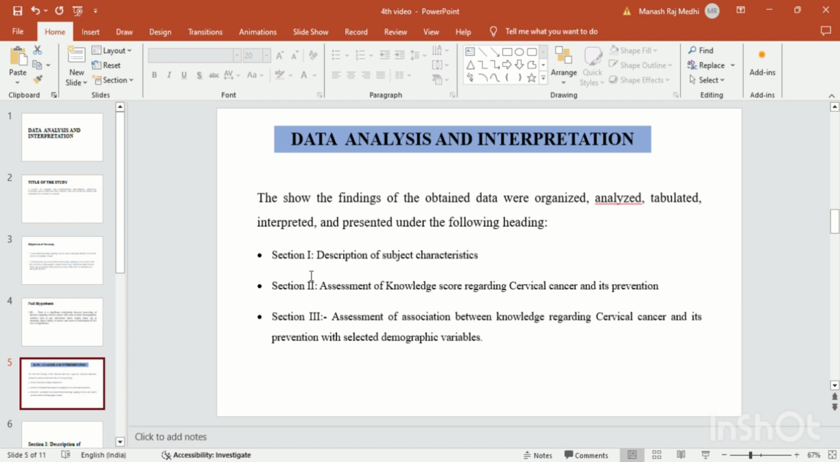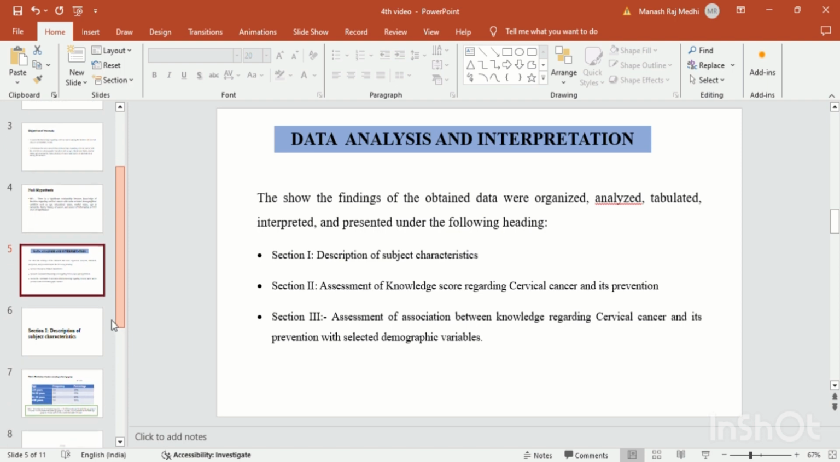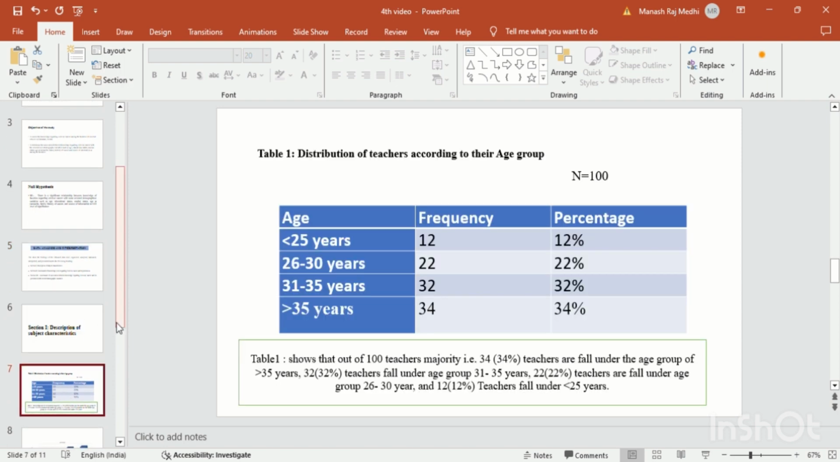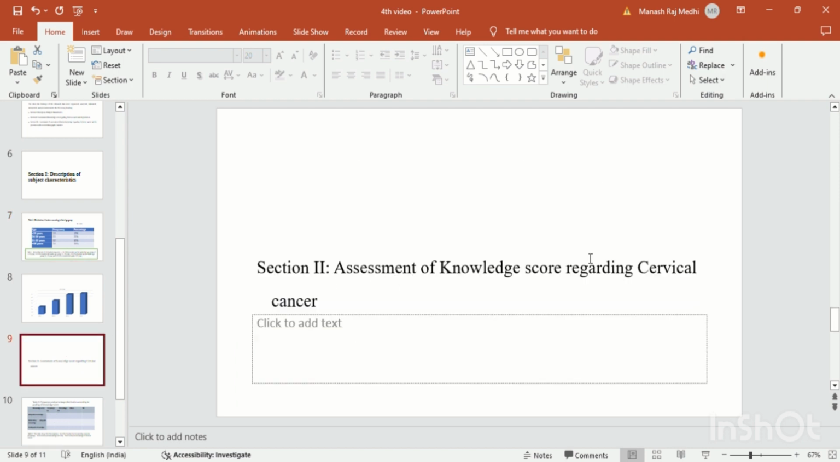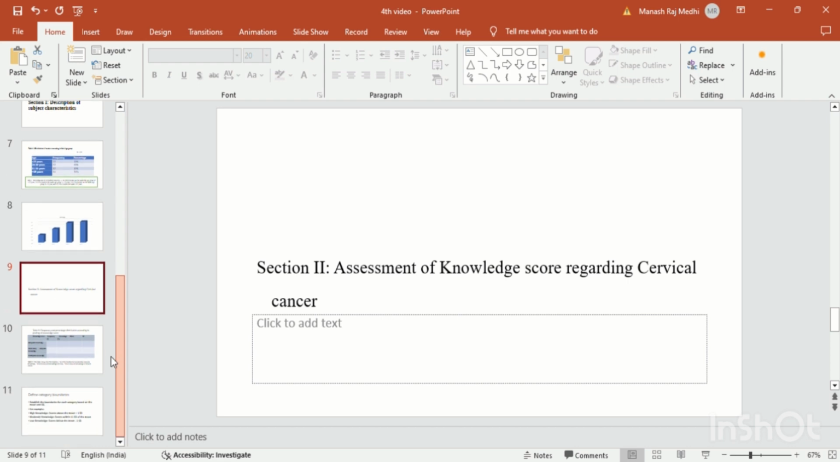I have already discussed section 1, how we can describe the subject characteristics with the help of frequency and percentage distribution, in my previous video. Today in this video we are going to deal with the second section, how we can assess the knowledge score regarding cervical cancer and its prevention. So this is our section, assessment of knowledge score regarding cervical cancer.